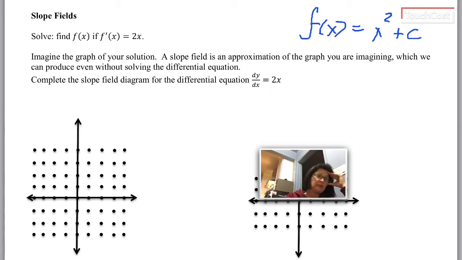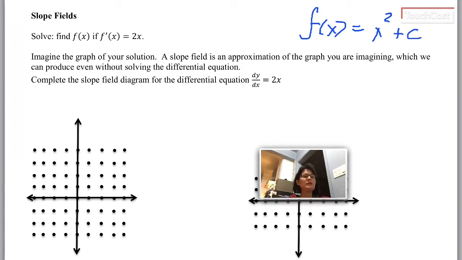It looks like a parabola, but we don't know if it's a parabola with its vertex at the origin, or scooched up one space, or scooched down 4 spaces. But we know it's going to look like a parabola, and we know that the y-axis is going to be the axis of symmetry. So a slope field is a way of approximating a graph of the solution without even actually having to solve the differential equation.